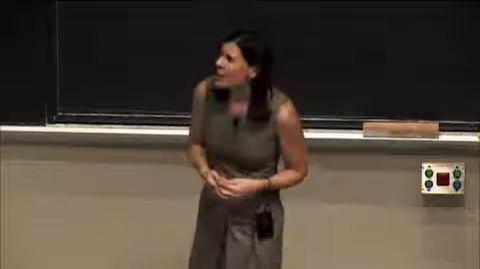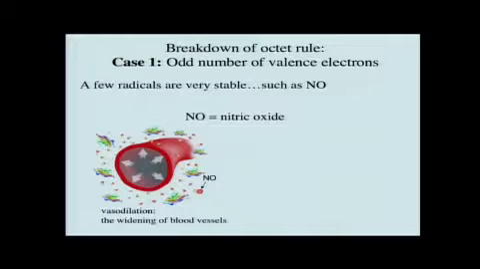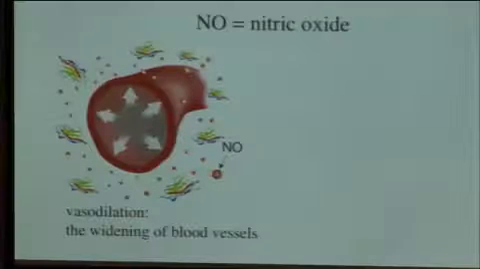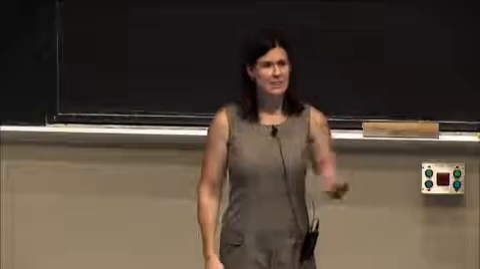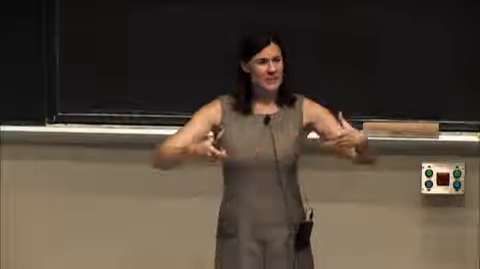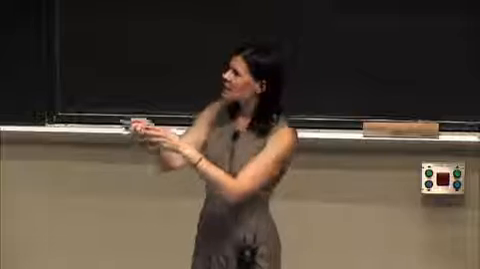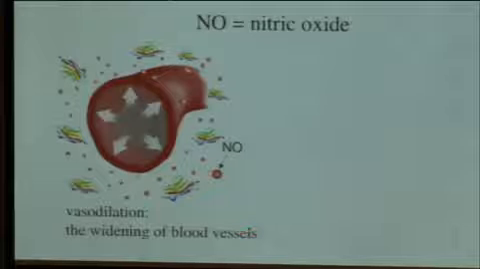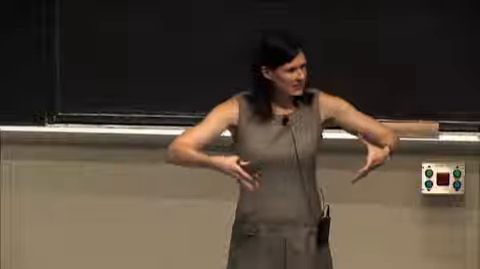What happens with NO is that it's produced in the endothelium of your blood vessels, so the inner lining of your blood vessels. And it signals for smooth muscle that line your blood vessels to relax, which causes vasodilation. And by vasodilation, I just mean a widening of the blood vessels. So NO signals for your blood vessels to get wider and allow more blood to flow through.